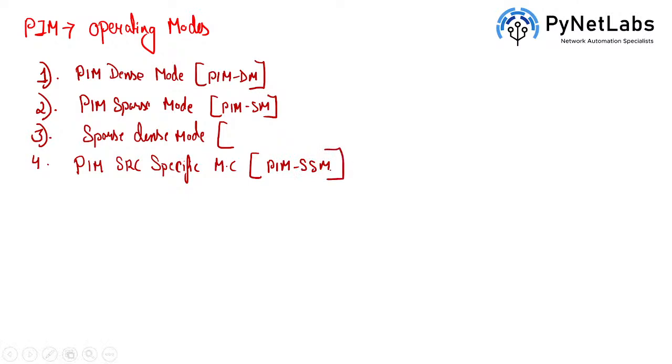So these are some modes, and we do have a bidirectional mode as well. See, this PIM DM and this PIM SM are commonly referred to as any source multicast. We refer to these as any source multicast, which is known as ASM.